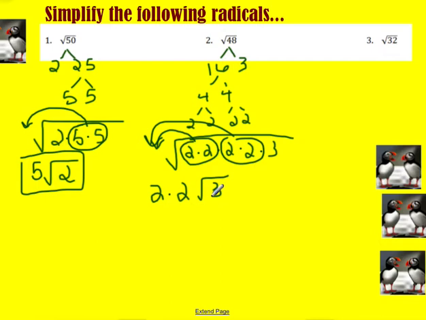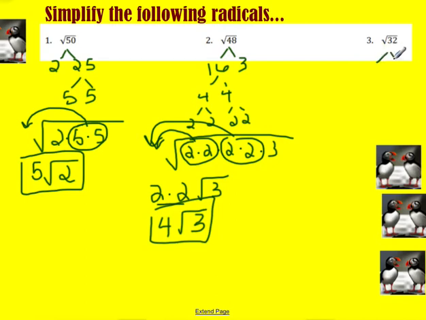Finally, in order for us to simplify this, we have to multiply those 2 on the outside together. So if you take 2 pairs out, you're going to multiply the 2 pairs together. So 2 times 2 is 4, so you end up getting 4 square root of 3 for number 2.